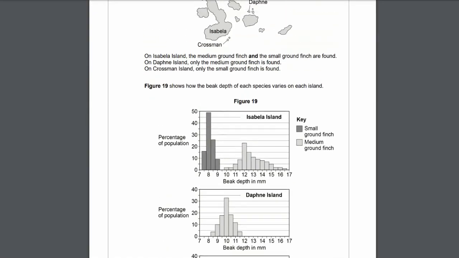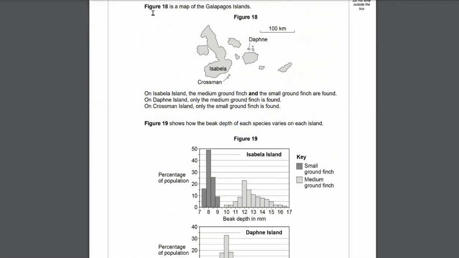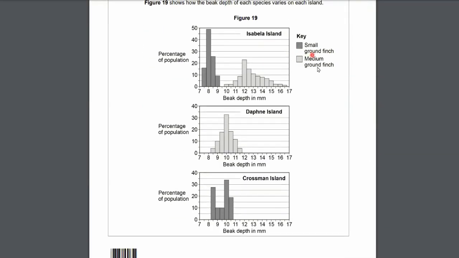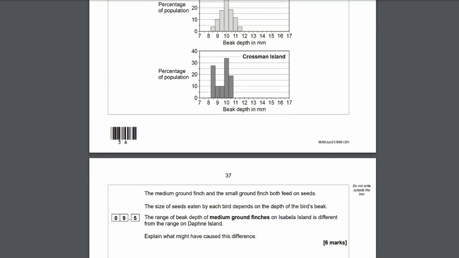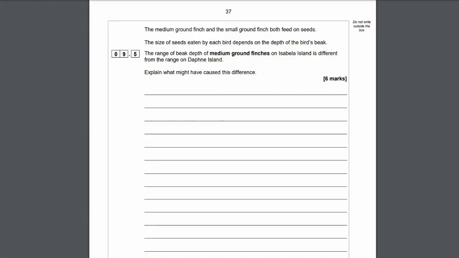Now let's get on with the next question. Figure 18 is a map of the Galapagos Islands. We have one called Daphne, one Isabella, and Crossman. On Isabella Island, the medium ground finch and the small ground finch are found, but on Daphne only the medium ground finch and on Crossman only the small. And we can see here, this shows the percentage of the population and their beak depth. So on Isabella Island, it looks like the small ground finch has a certain size of beak depth, and the medium ground finch has a different size of beak depth.